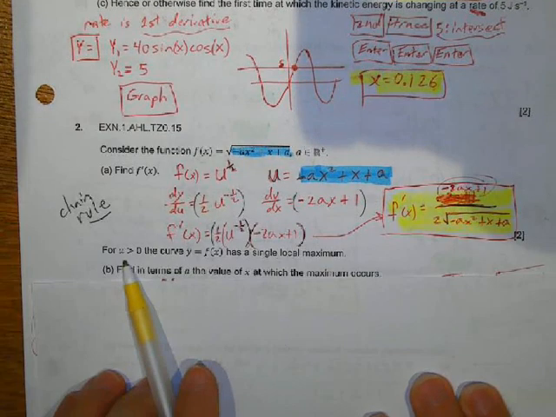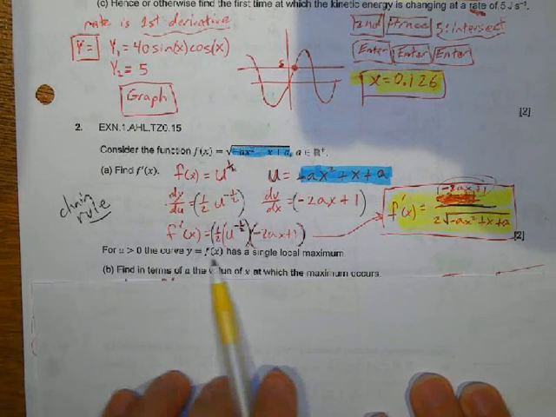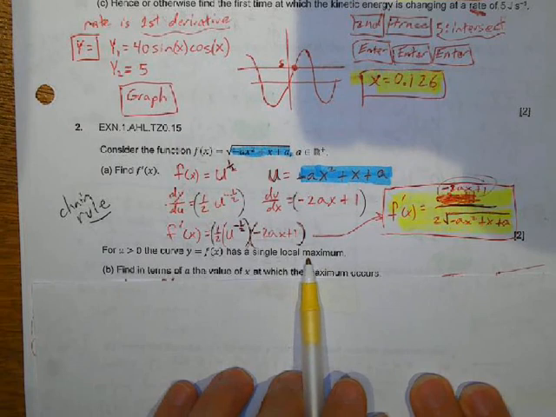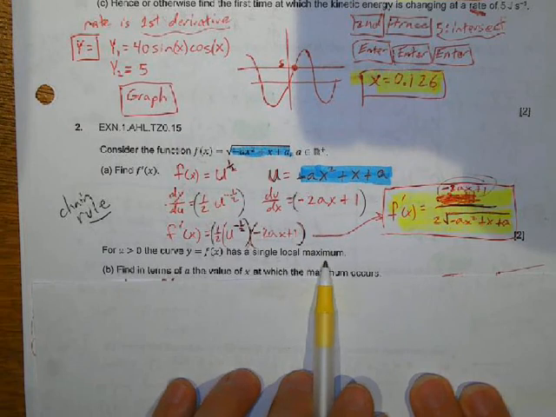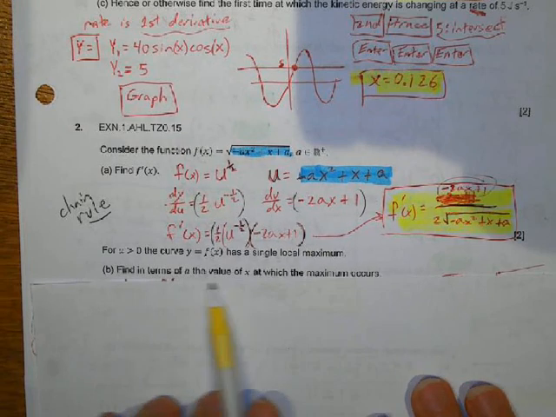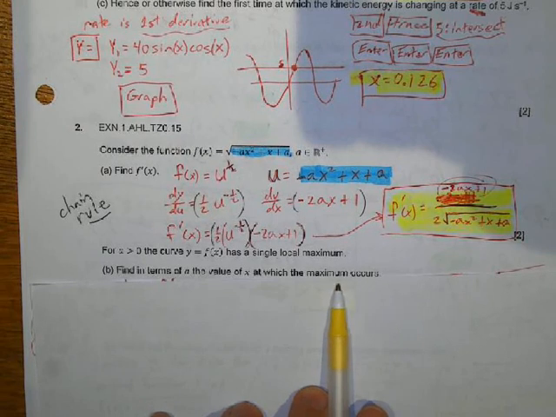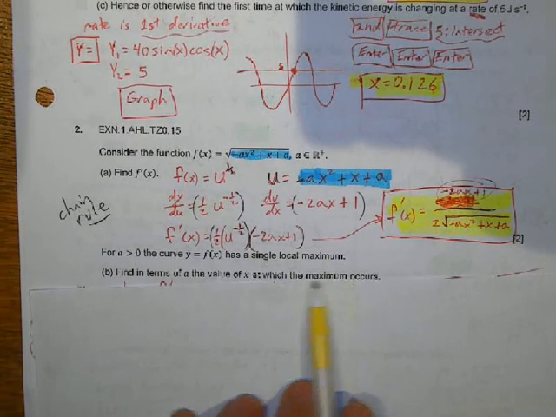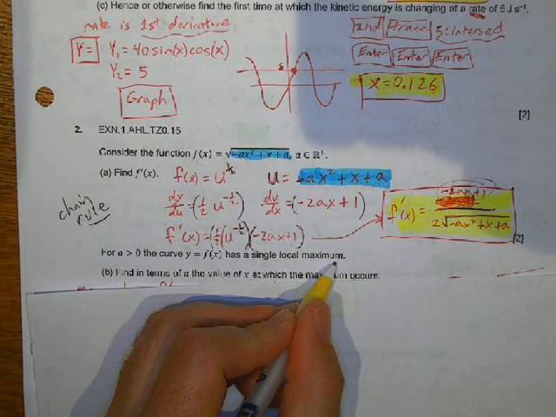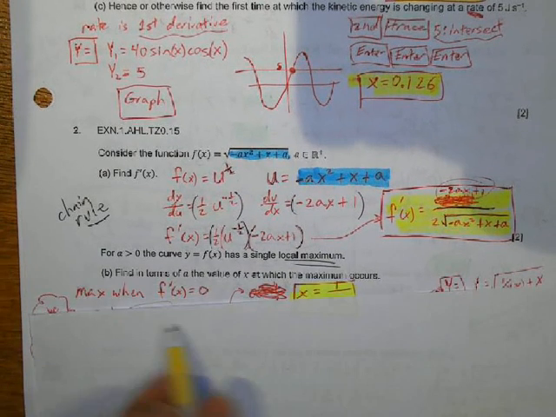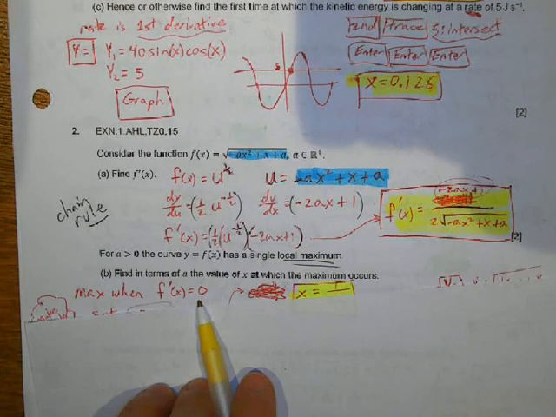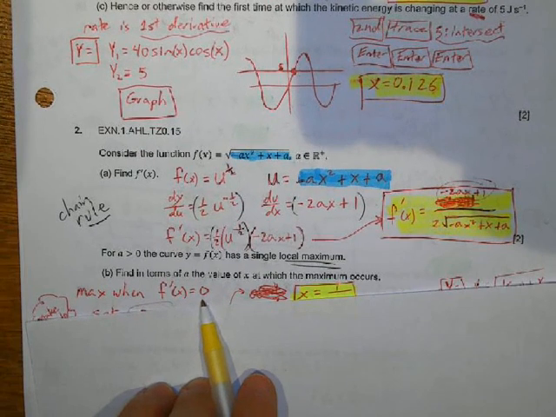A is greater than 0 and has a local maximum. Find in terms of a the value that x is going to be to maximize this. So if we have a local maximum, that means the first derivative is going to be 0. At any maximum or minimum, the first derivative is going to be 0.